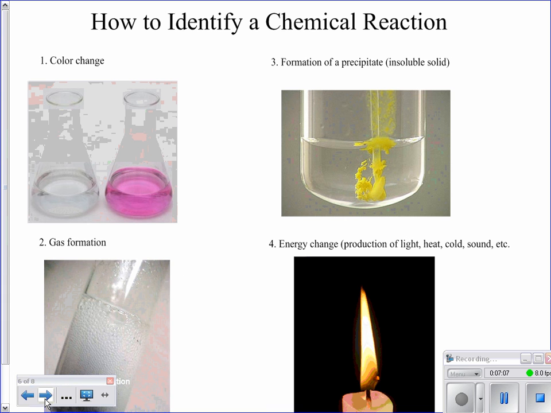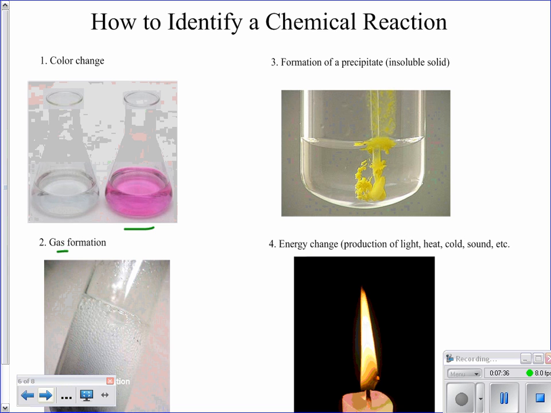We could have a color change. This happens to be something known as phenolphthalein. So in the presence of a base, it turns this bright pink color. You have this color change that takes place, so therefore you have a chemical change. You can have gas formation. Maybe you mix a solid and a liquid together, and all of a sudden all this gas is produced. That's usually identifying a chemical reaction.